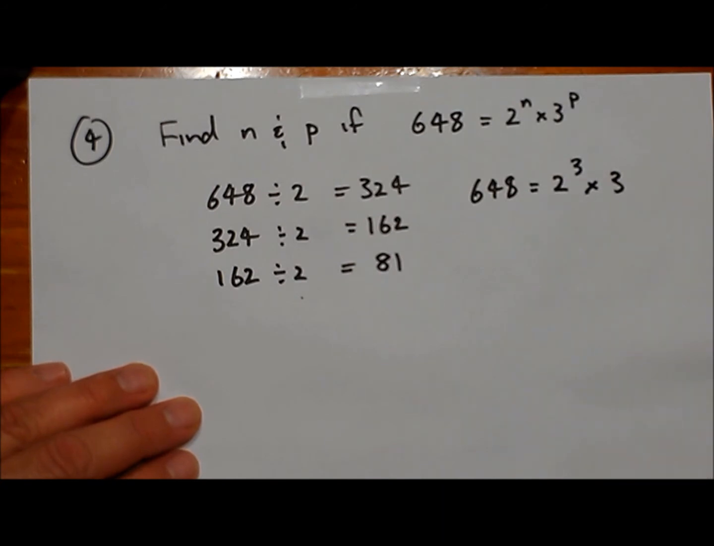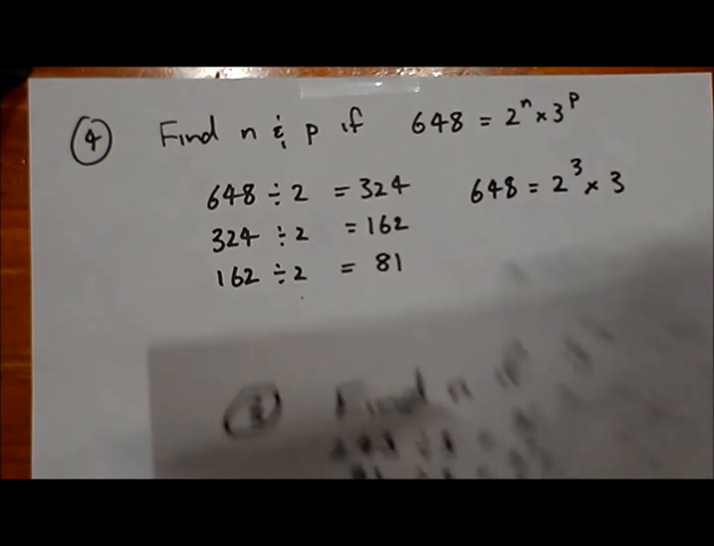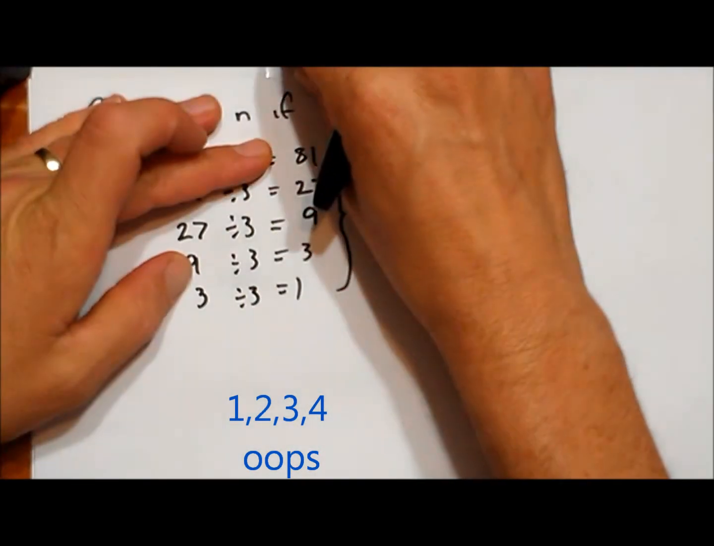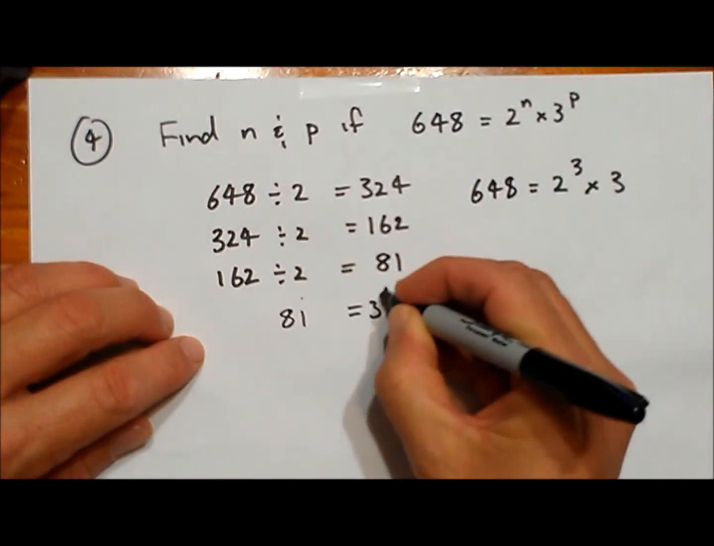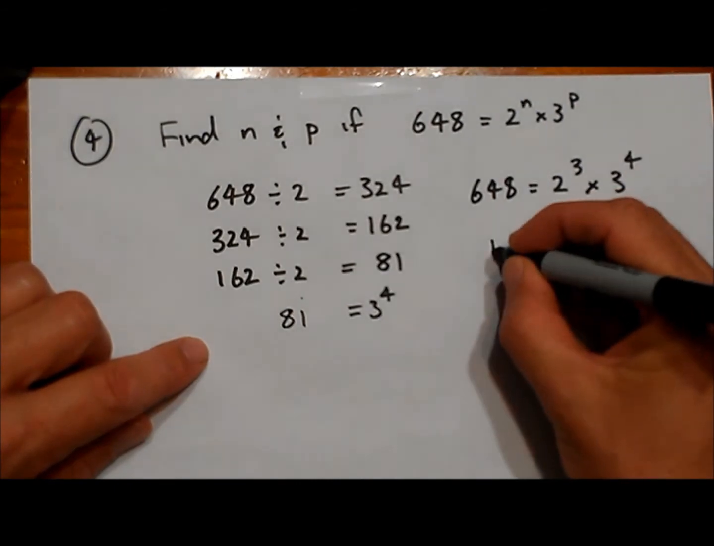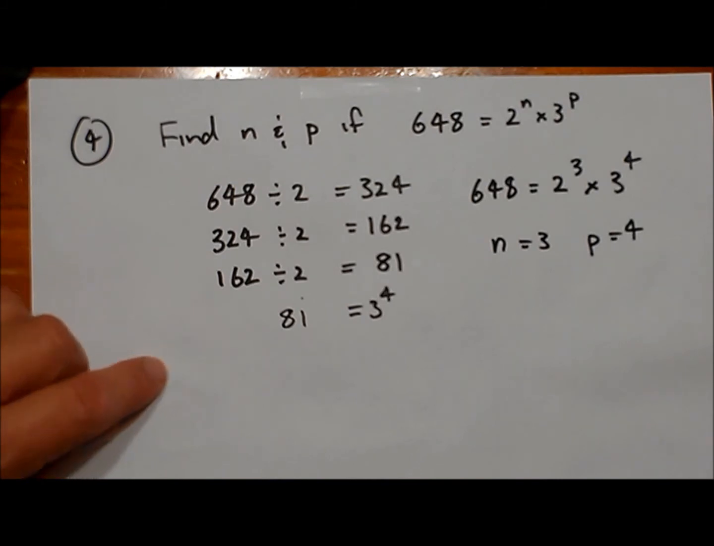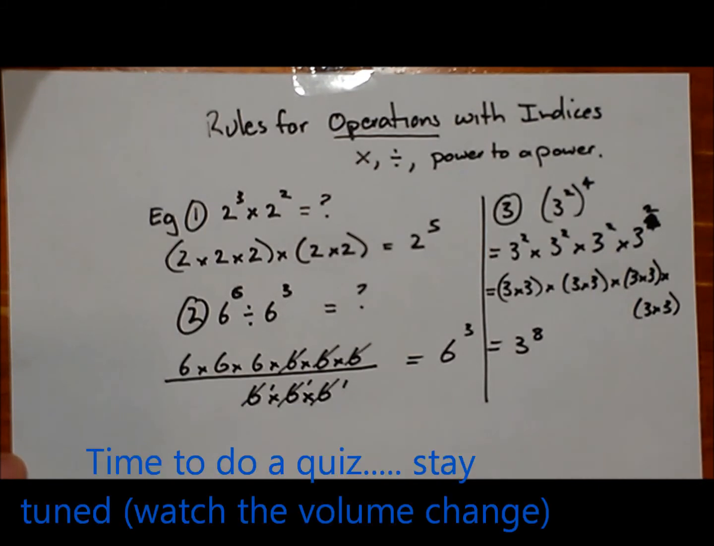Now from my previous working, 81 was, bring this over here, 81 from here was 1, 2, 3. So it'd be 3 to the power of 4. So 648 is 2 to the 3 times 3 to the power of 4. So n must equal 3 and p equals 4 in this example. And looking at the answer, trying to generate some rule that will give us a shortcut method for operating with indices. Next lesson we'll look at formalising that rule.